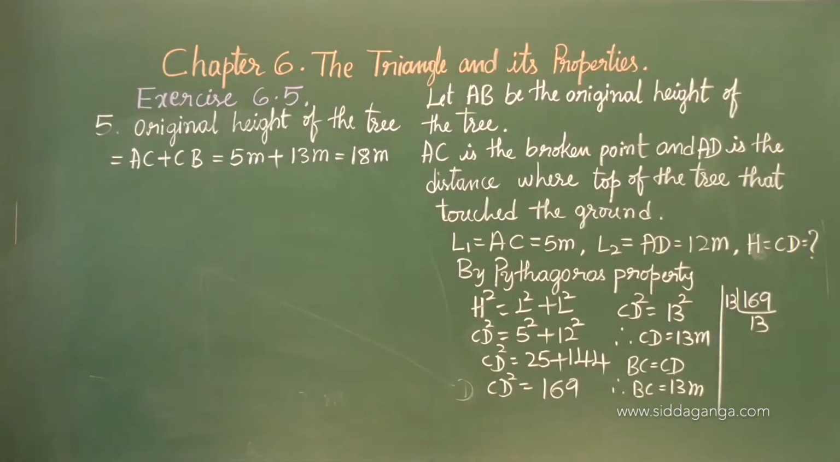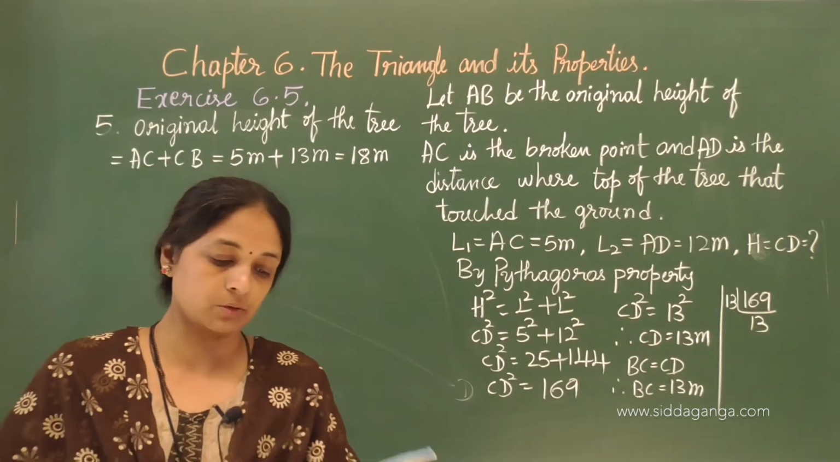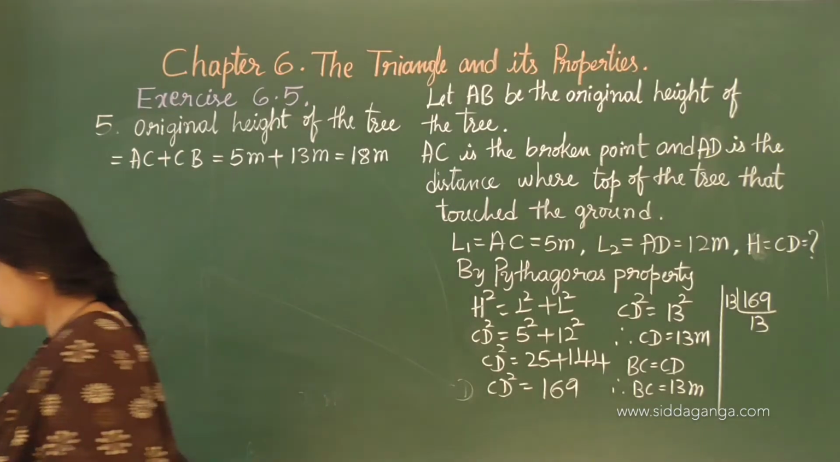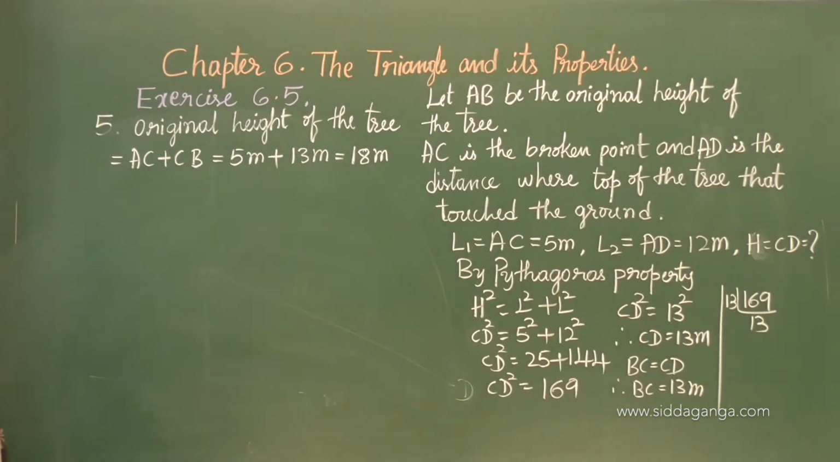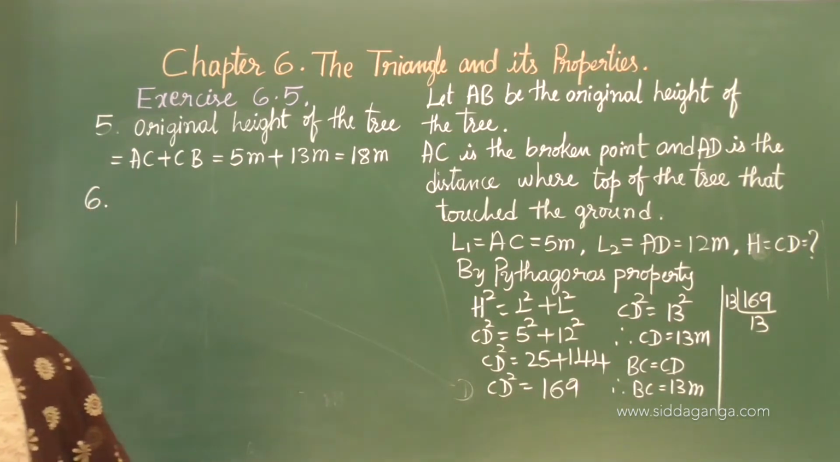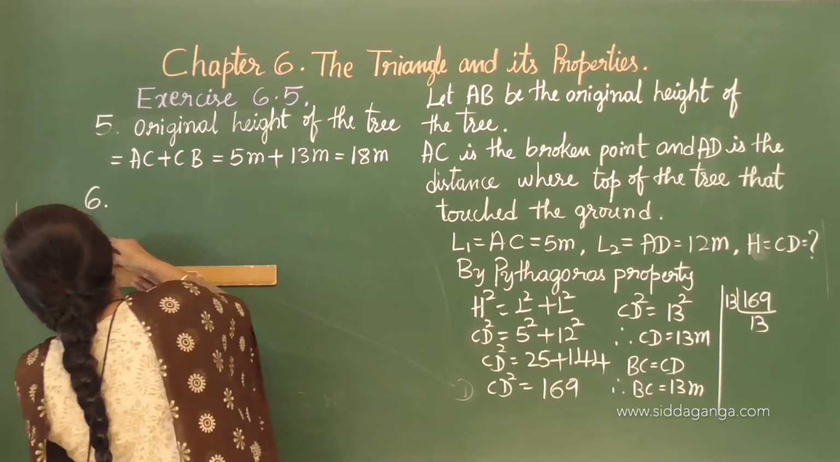Okay, let's move to the sixth one. I will read the question. Angles Q and R of a triangle PQR are 25 degrees and 65 degrees. Write which of the following is true. One triangle is given in the sixth one. I draw a rough figure of this given triangle.